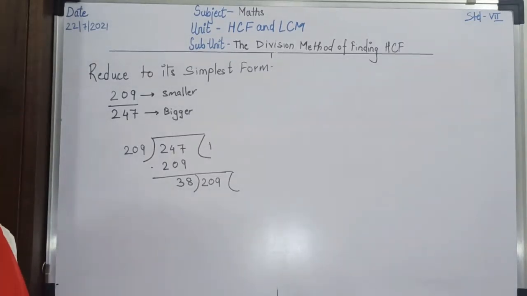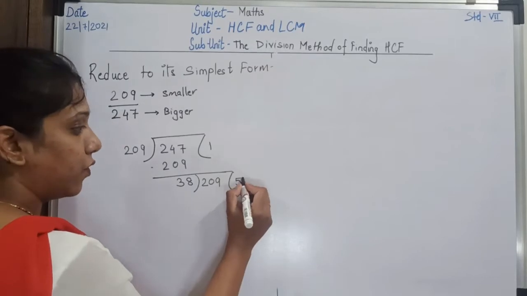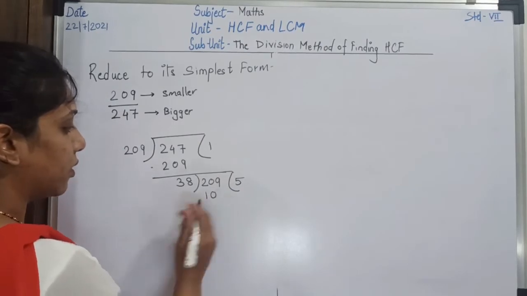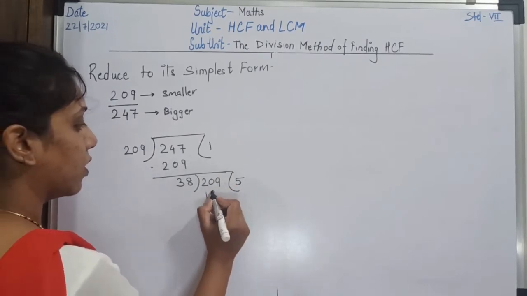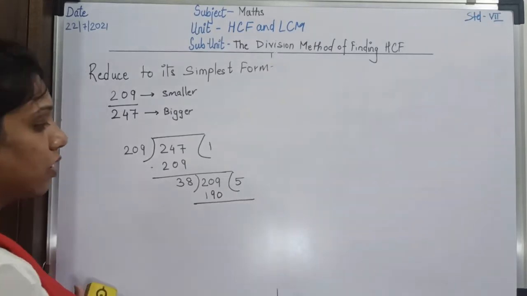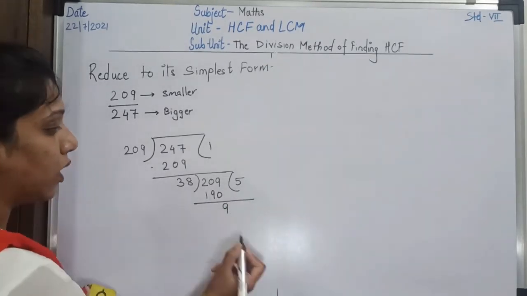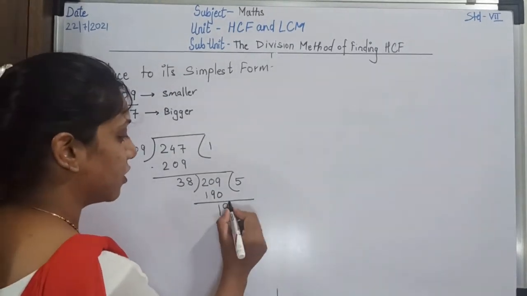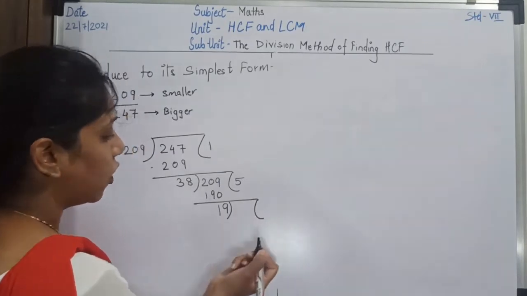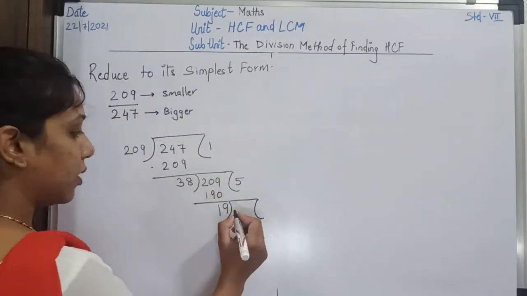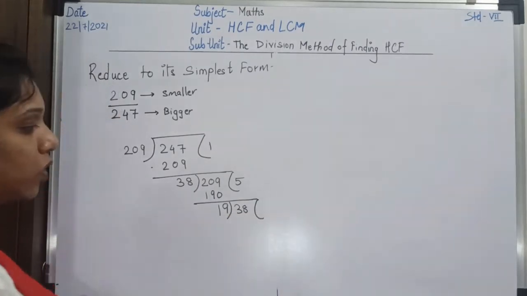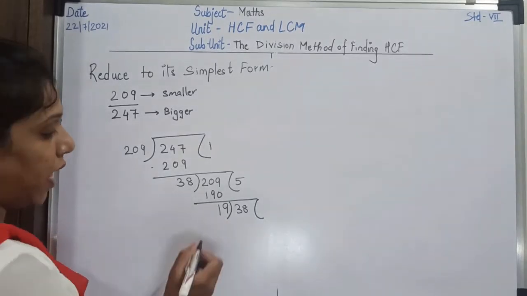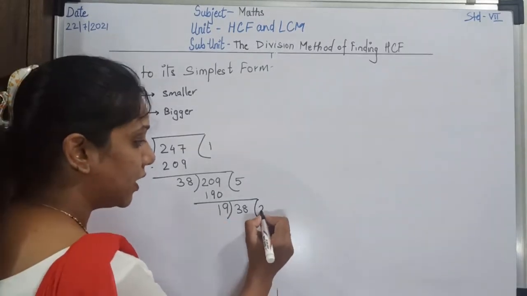So 38 into 5. What is 38 into 5? It is 190. So if we divide, what do we get? 19. Correct, children. Now we have a remainder again, so we will divide. So 19 and 38. So 19 into 2 is 38.